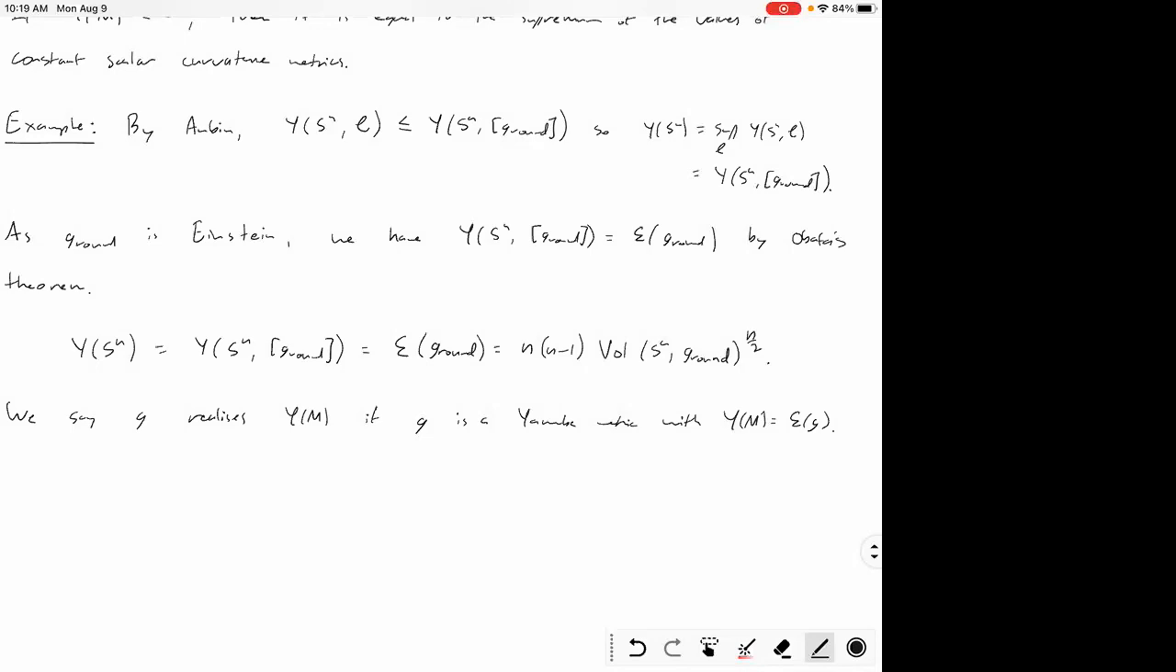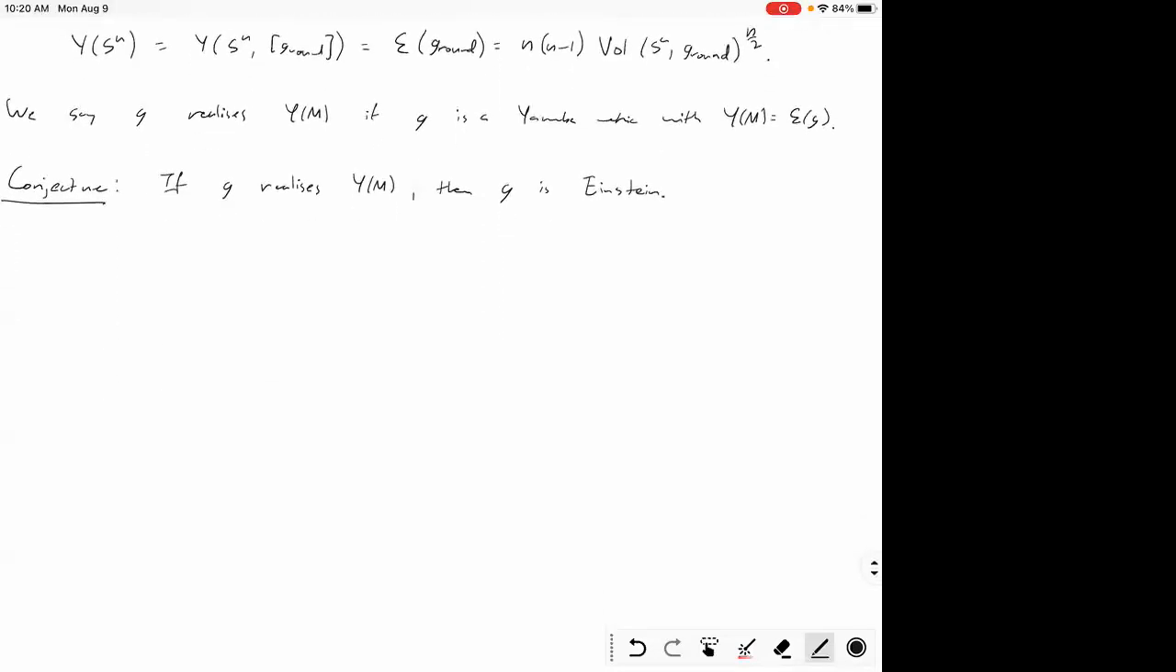So, conjecture: if g realizes Y(M), then g is Einstein. Let me draw a picture. This will be one of the last things I do today.